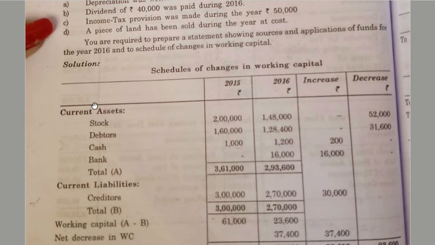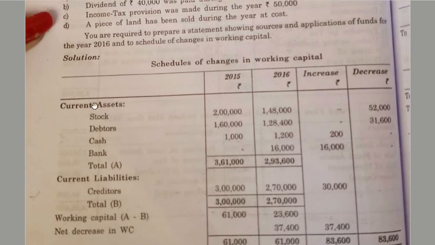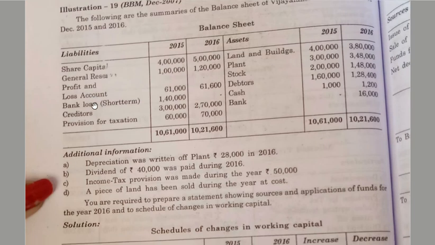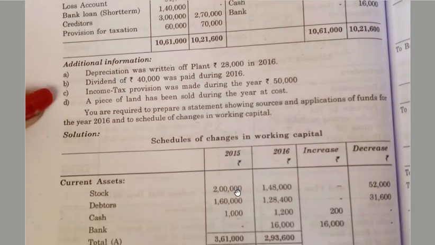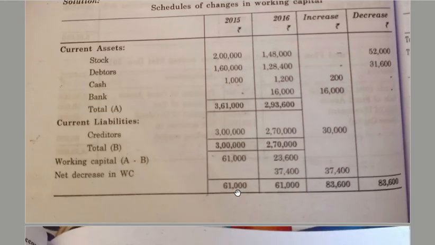A piece of land has been sold during the year at cost. So piece of land has been sold, so 4 lakh, 3 lakh 80,000 has been reduced, so 20,000 has been sold. So this 20,000 is sold at cost itself. There's no profit nor is there loss.